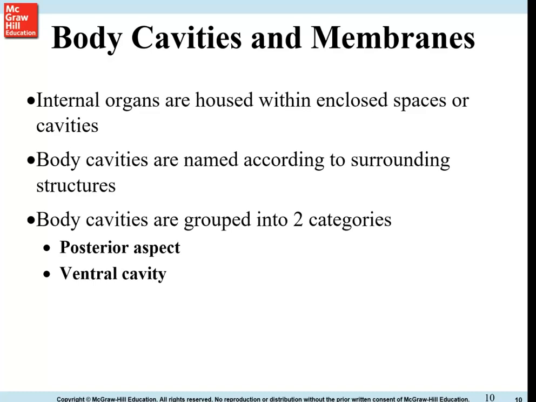Body cavities are named according to their surrounding structures, and body cavities are grouped into two broad categories: the posterior aspect, or the back of the body, and the ventral, or towards the stomach cavity, towards the belly. In fact, the word ventral comes from the Latin word ventere, which means belly.